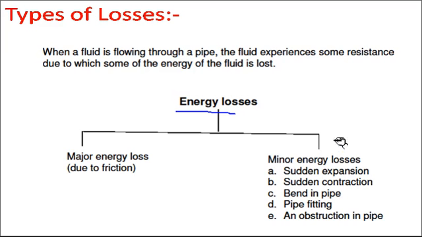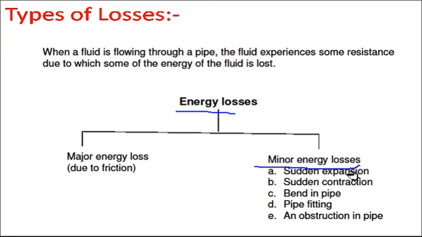Remember that minor loss takes place due to the change in velocity. The change in velocity may be in terms of its magnitude or in terms of its direction. Due to the change in velocity, the minor losses take place. You have to remember it. There are different types of minor loss.